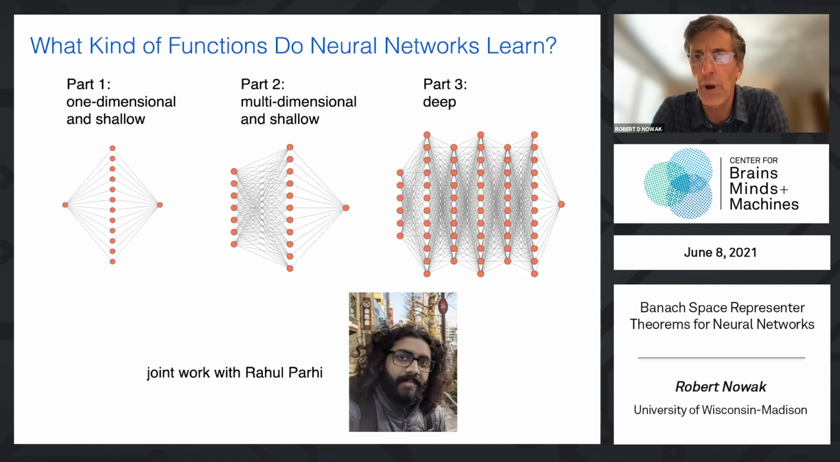The talk will be divided into 3 parts. The first part is univariate, one-dimensional neural networks that are shallow, with just a single hidden layer. The reason for starting here is that it allows us to relate what we're doing in neural networks to all sorts of classical methods, including reproducing kernel Hilbert spaces that we just talked about before. Then I'll move on to multi-dimensional shallow networks. And finally, we'll talk about general deep neural network architectures. All of this is joint work with a brilliant student of mine, Rahul Parhi.